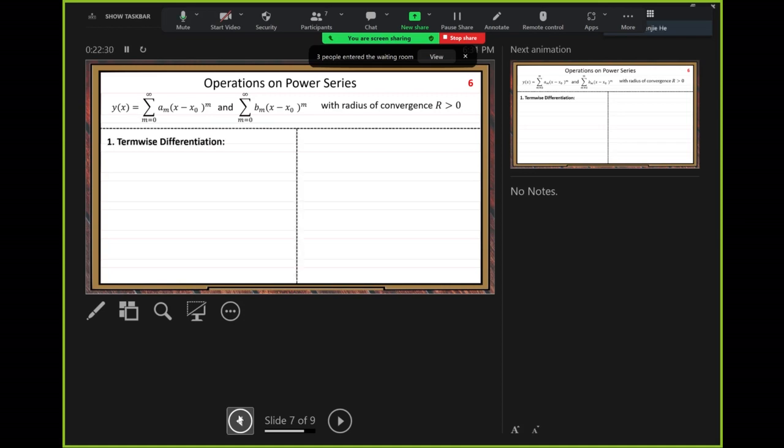Let's do the first operation. The first operation is called term-wise differentiation. You take the derivative of the y function. y prime equals the summation where each term is just the derivative of the general term of the original power series. Why is it correct? People may ask, how do you know this is convergent?